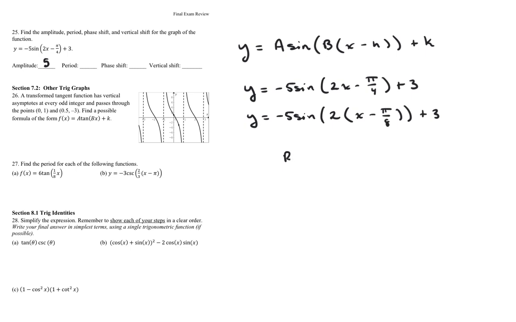Okay, so our period comes from this b part. More specifically, our period is equal to 2 pi over the absolute value of b. So in this case, our period is going to be 2 pi divided by 2, and we get our period to be pi. Our phase shift comes from that h value, and in this case, it's going to be pi over 8. And then our vertical shift comes from our k value, which is going to be 3 in this instance.